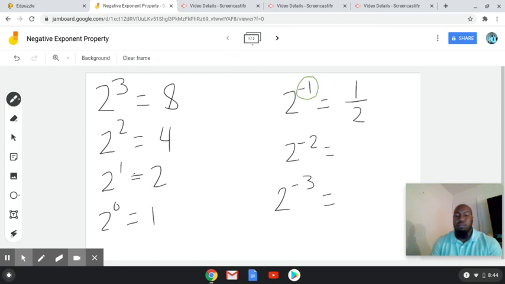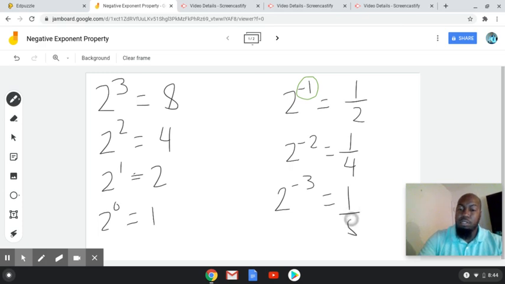What about 2 to the -2? Well, we're just going to take the 1/2 and divide that by 2 as well. So that's just going to be 1/4. And then 2 to the -3. Well, take the 1/4 and divide that by 2. That's just going to be 1/8.